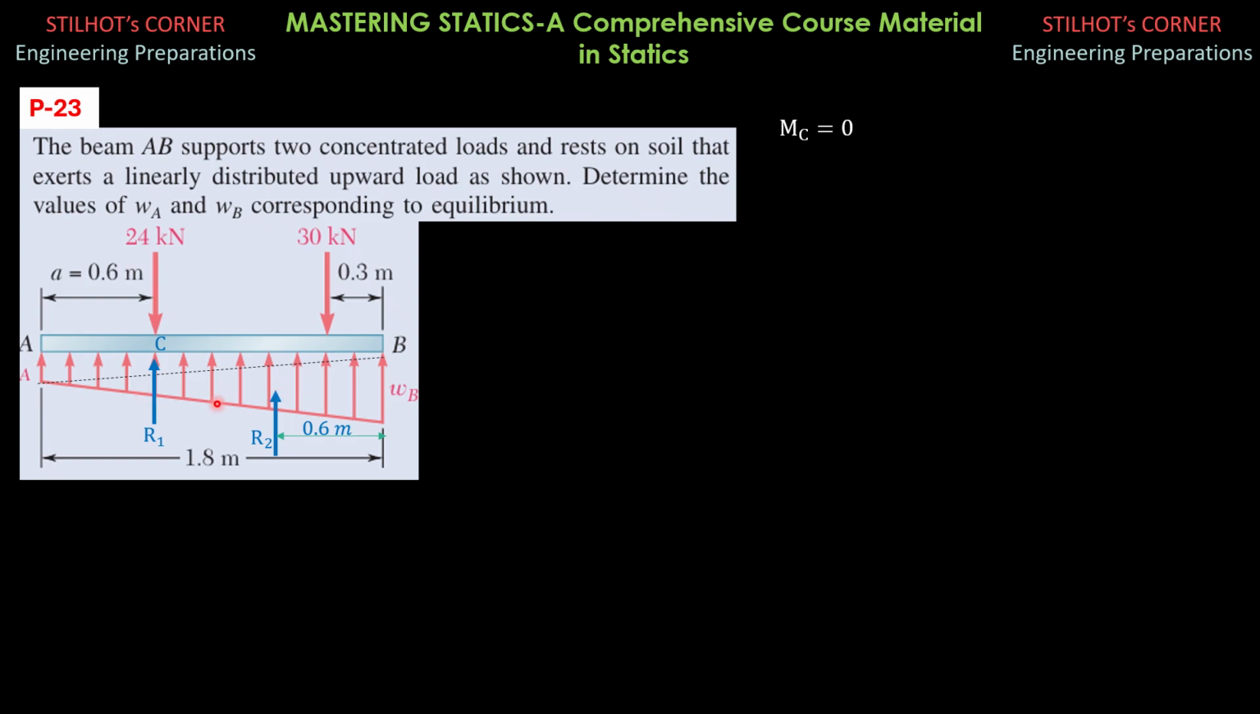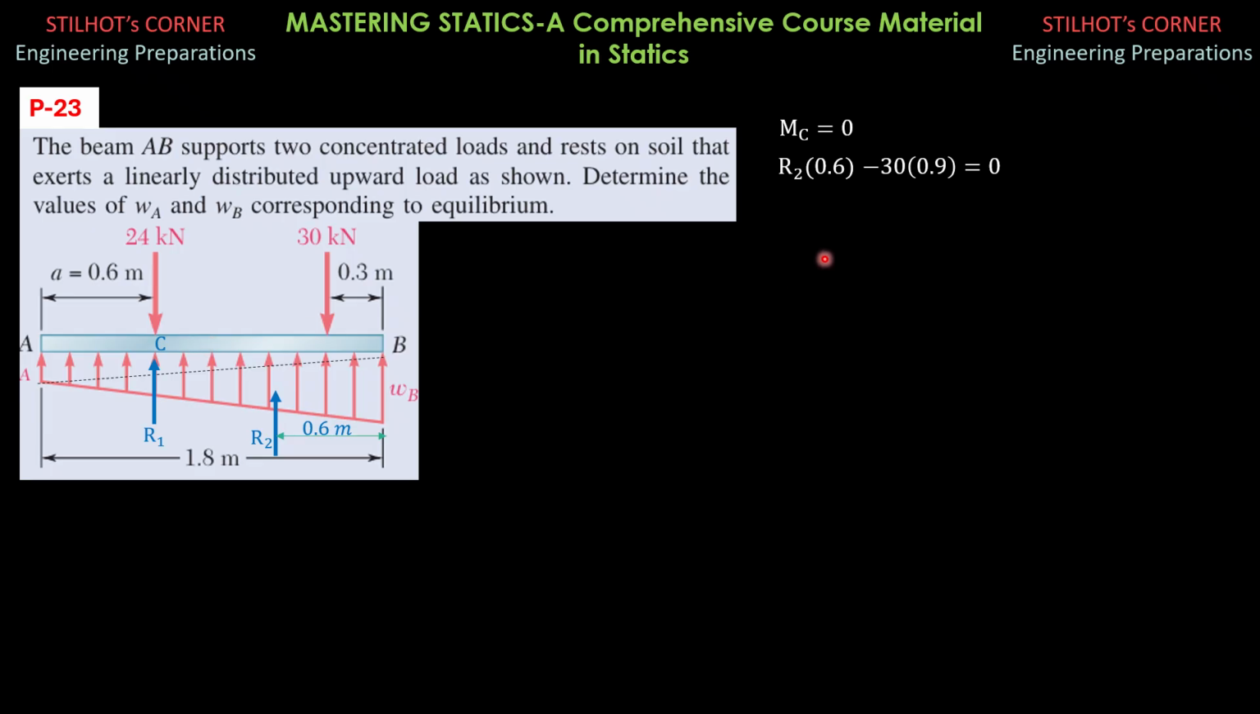Of course, this moment arm is 0.6 because that's 0.6. This is also 0.6. So what remains is 1.8 minus 0.6 minus 0.6, so 0.6. Then equals 30 times this distance, which is 0.9. 1.8 minus 0.6 minus 0.3 is 0.9. So R2 times 0.6 minus 30 times 0.9 equals 0.